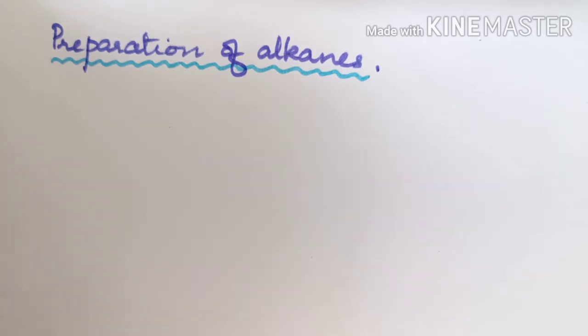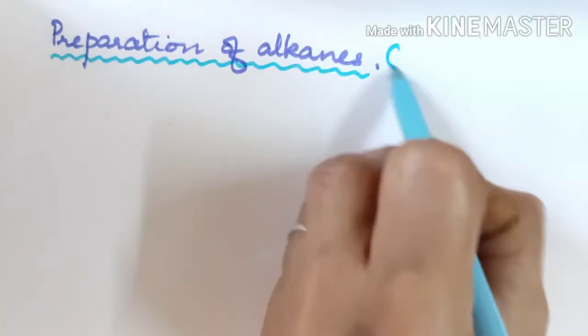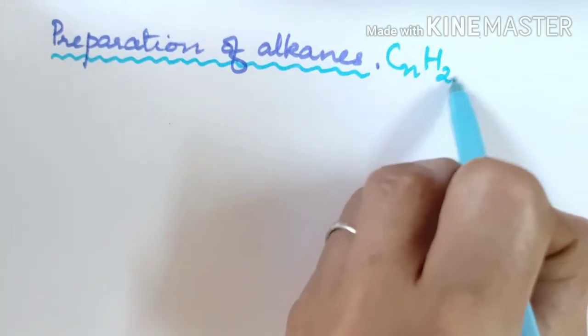Hello students, today we are going to learn about preparation of alkanes. What are the different methods of preparation of alkanes? Alkanes are saturated compounds with the formula CnH2n+2.